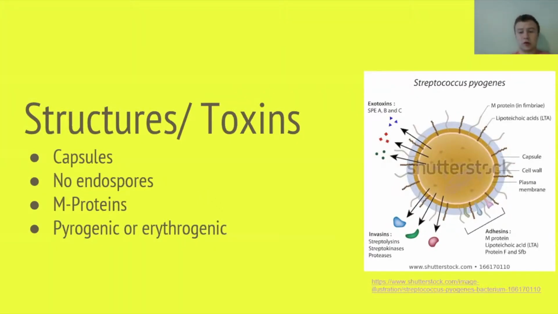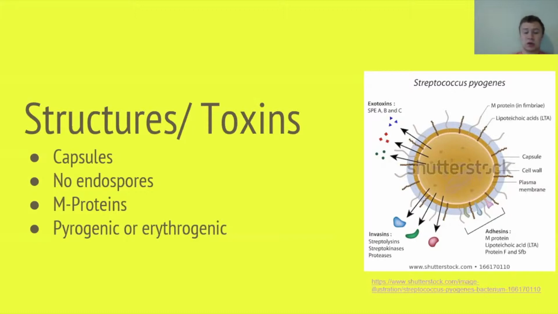Also, there are no endospores that come with this bacteria, and so we don't really have to worry about that. Next is the M protein. So Streptococcus pyogenes has M protein, which helps them overthrow the defenses of the host cell, so that this bacteria can enter the host cell.